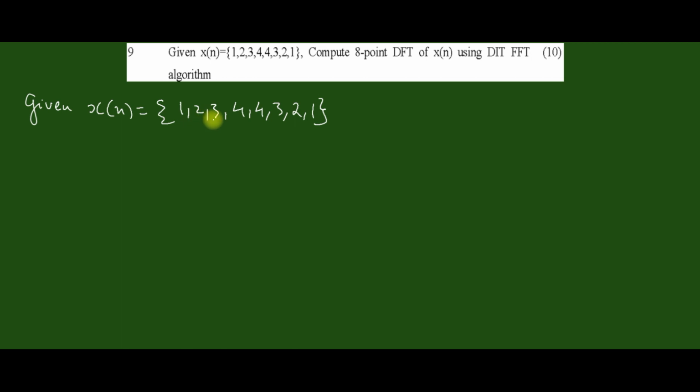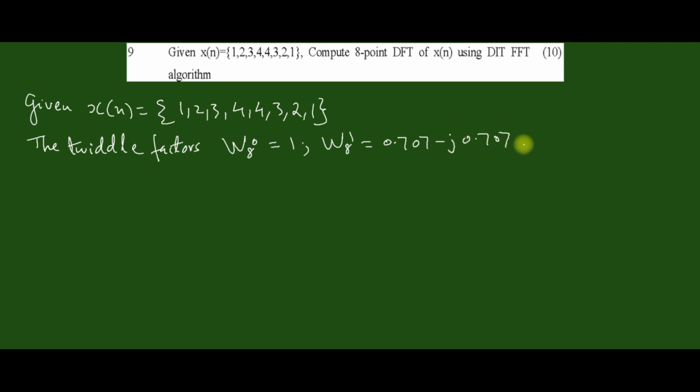Given x of n equal to the data, and we know the trivial factors. So as a first step, the trivial factors: W8 raised to 0 equal to 1, W8 raised to 1 equal to 0.707 minus j 0.707, then W8 raised to 2 equal to minus j, and W8 raised to 3 equal to minus 0.707 minus j 0.707.